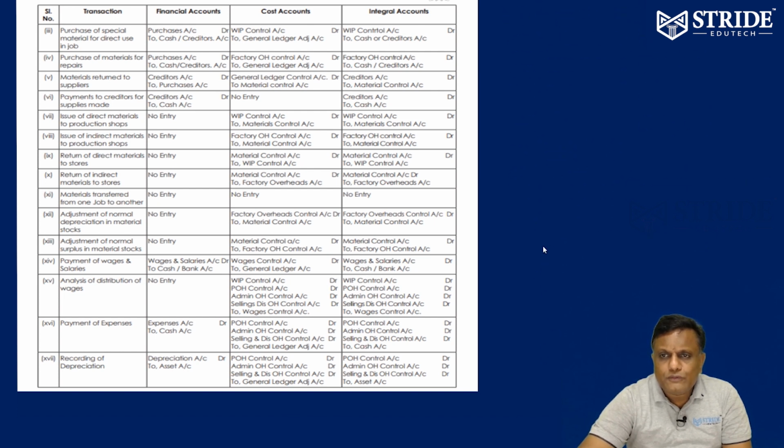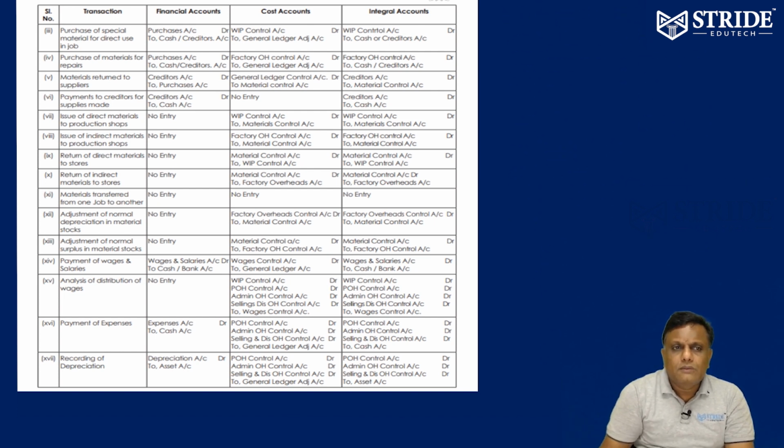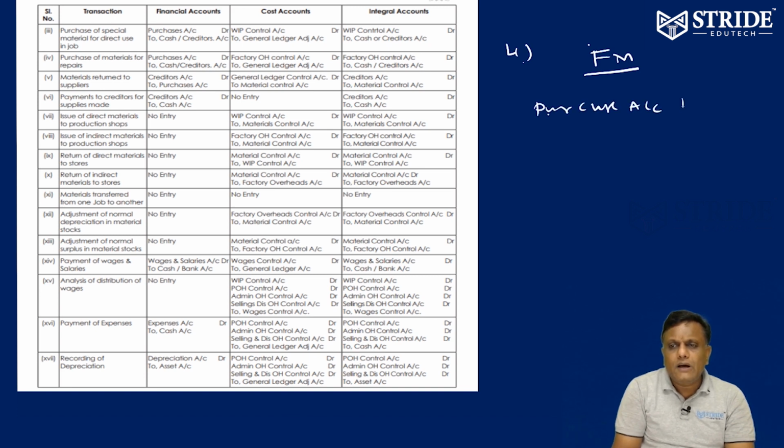Number 4, purchase of material for repair. Number 4th transaction, purchase of material for repair. When in financial books, whenever materials are purchased for repair, the common entry, purchase account debtor to cash or creditors. But in cost books, these materials are for indirect material.